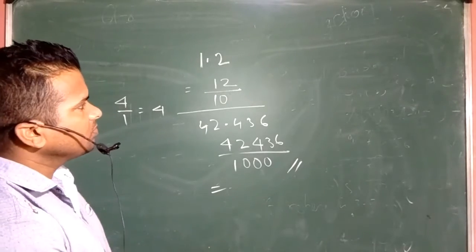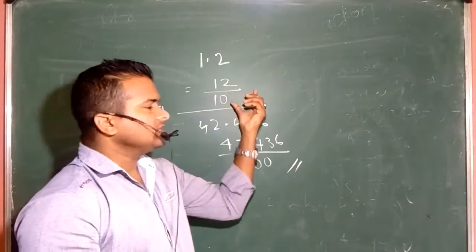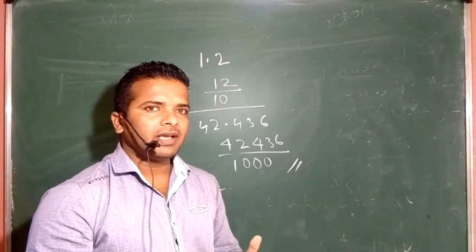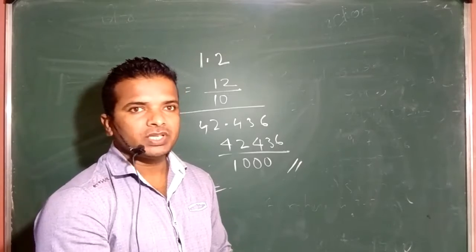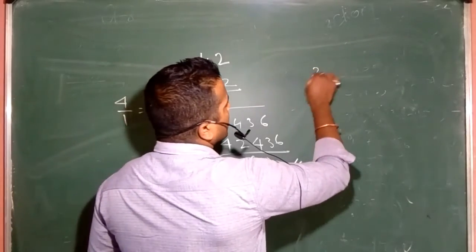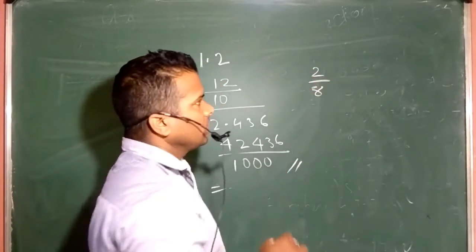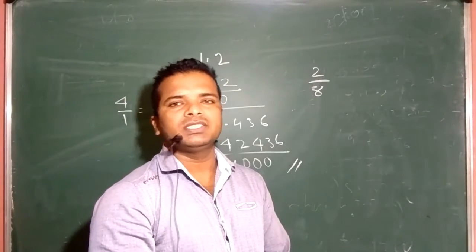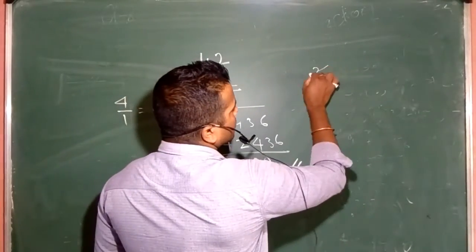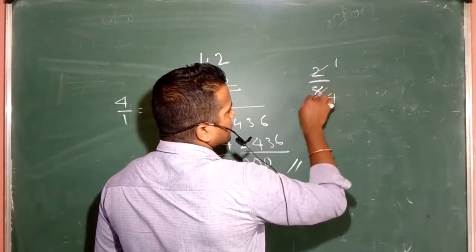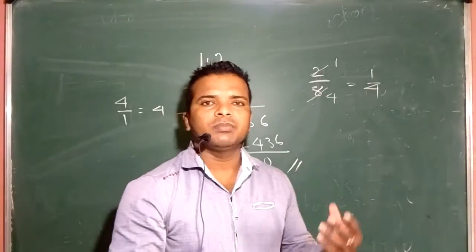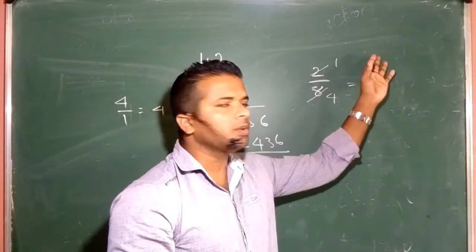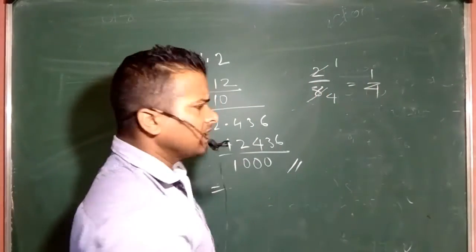After that, the question will be like: first convert it to a fraction and then write it in simplest form. What is the meaning of simplest form? If it is 2 by 8, how do we make it simplest? 2 ones are 2 and 2 fours are 8. So we get 1 by 4. This is called simplest form. That means the simplest form of 2 by 8 is 1 by 4.